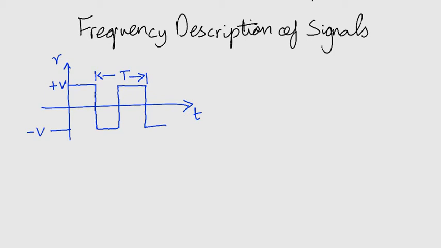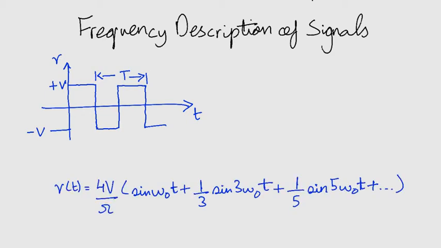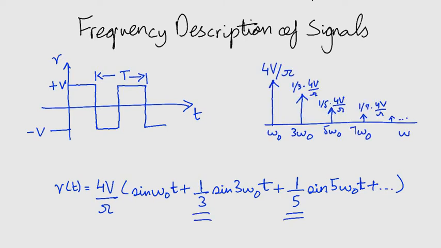Another example is the square wave signal with the given amplitude and time period. This can be expressed as a sum of infinite sinusoids via a Fourier series as this equation on your screen. Notice that the amplitudes of the harmonics decrease progressively. So we can truncate the series. The frequency spectrum is on the top right of your screen. You can see that the amplitude of the harmonics decrease progressively.